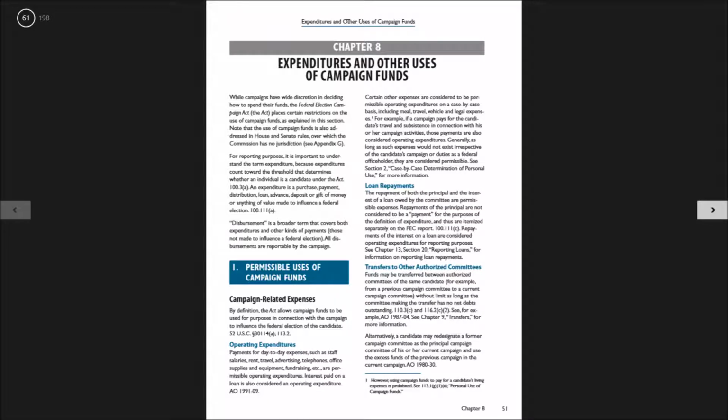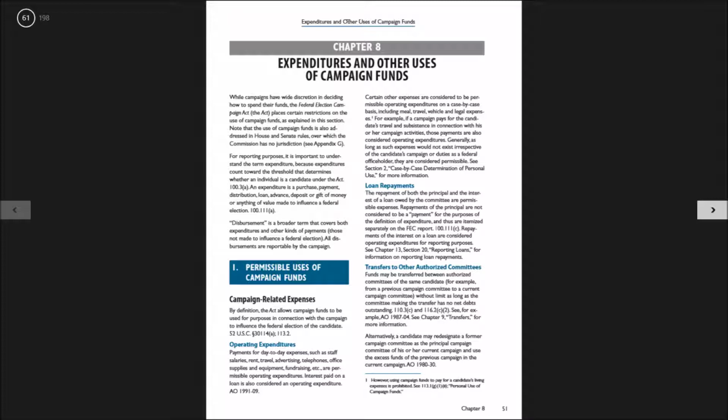Chapter 8. Expenditures and other uses of campaign funds. While campaigns have wide discretion in deciding how to spend their funds, the Federal Election Campaign Act, the Act, places certain restrictions on the use of campaign funds, as explained in this section. Note that the use of campaign funds is also addressed in House and Senate rules, over which the Commission has no jurisdiction. See Appendix G.